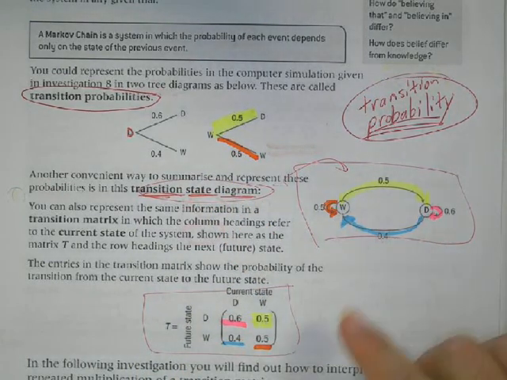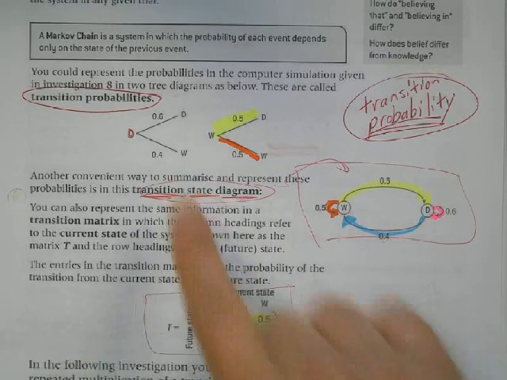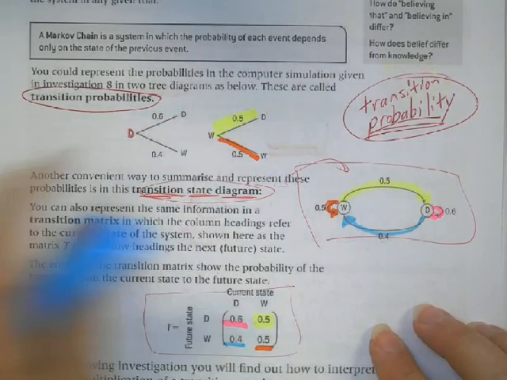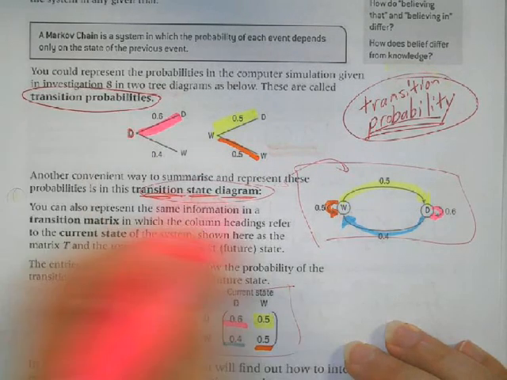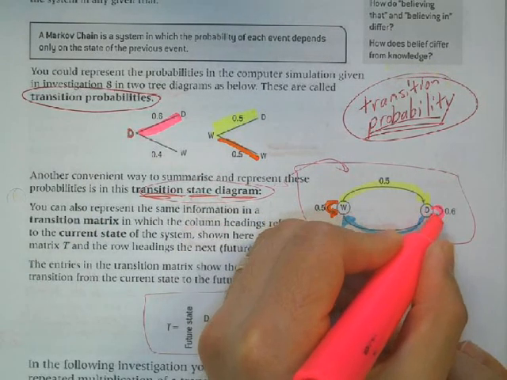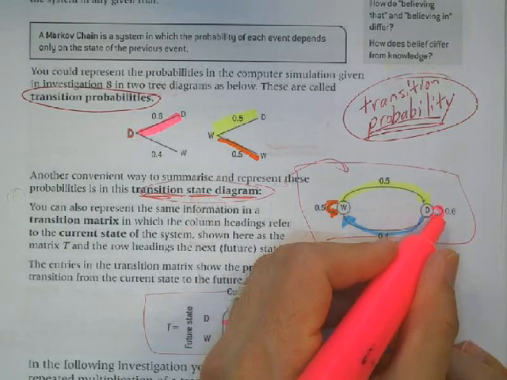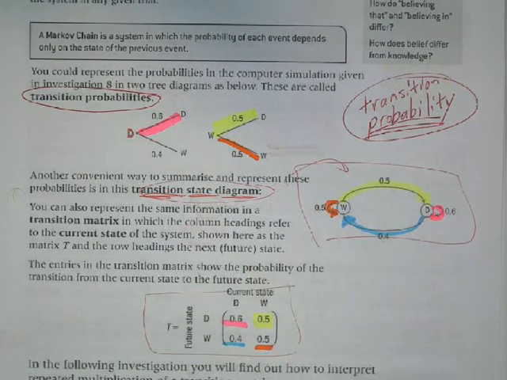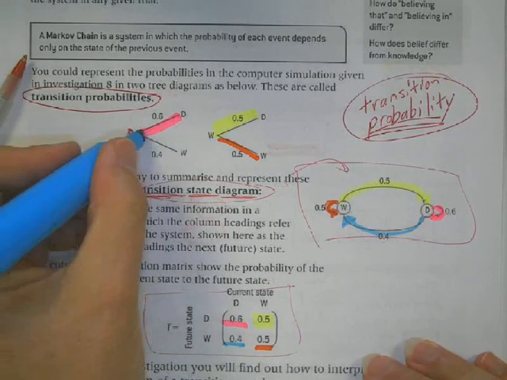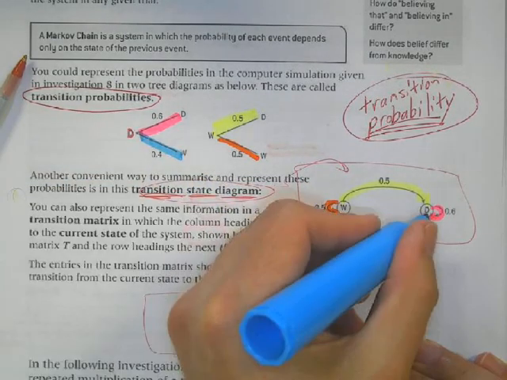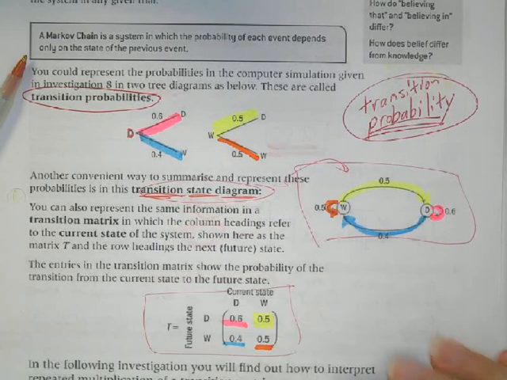If it's dry and it's going to stay dry, I'm going to go this route, where it starts at D and does the loop, and we stay at dry. And if it's dry and goes to wet, then I'm going to start in dry and go to wet.